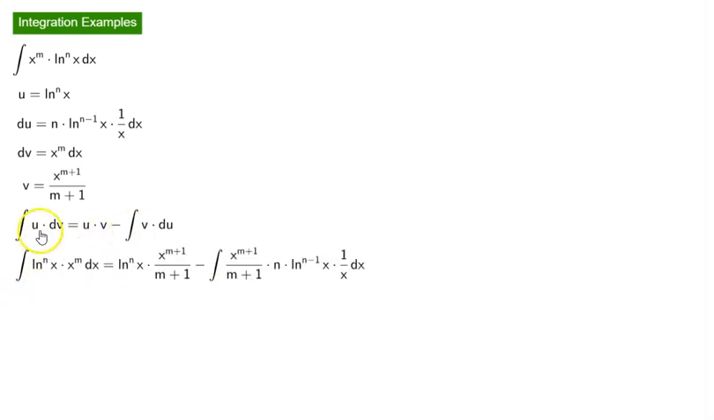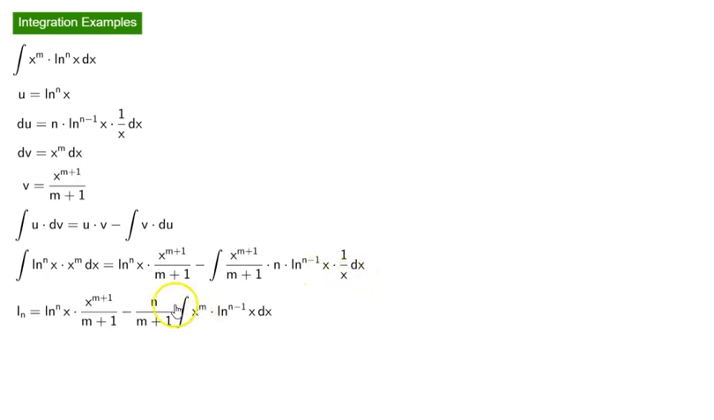So, the integral of u, which is natural log to the power of n x, times dv, which is x to the power of m dx, is equal to uv. uv is natural log to the power of n x times v. v is x to the power of m plus 1 by m plus 1, minus the integral of v du. v is x to the power of m plus 1 by m plus 1 times du, which is n times natural log to the power of n minus 1 x times 1 by x dx.